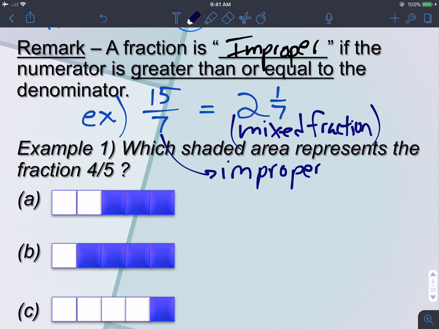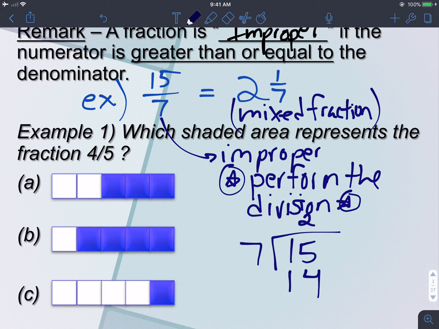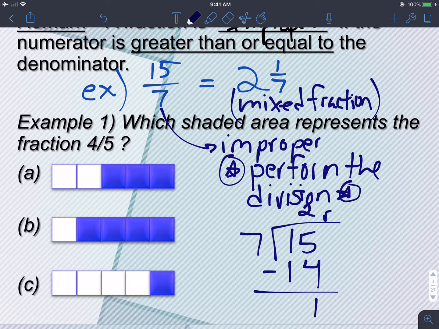Improper. Sure. How do you turn it into a mixed fraction? Perform the division. Okay, so just like finding the remainder that we did on the test. 15 divided by 7, and say to yourself, how many times does 7 go into 15? 2 times. Now 2 times 7 is 14. Subtract that. You have 1 left over. The remainder is 1. And then it asks you the question, like, what's the dividend, what's the divisor, and all that stuff. You just write a mixed fraction out of that using 2 and 1/7. Okay, good point. Turning improper fractions into mixed fractions.